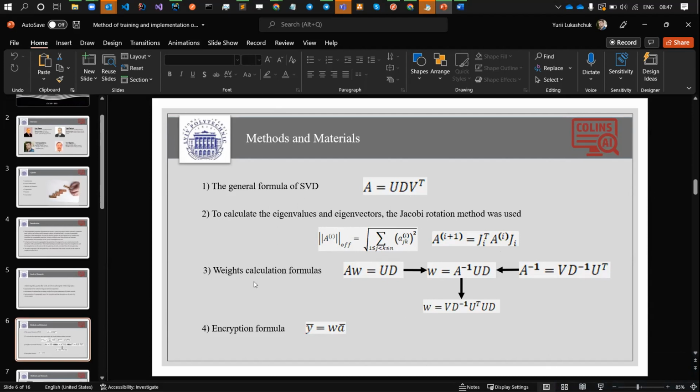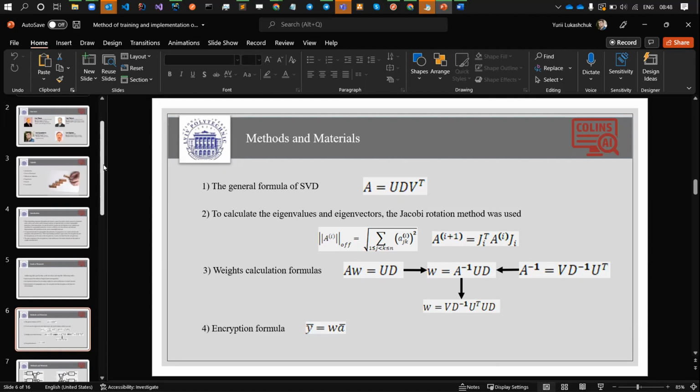The third section is about the flow, how we find the final formula to calculate weights. This formula was also figured out by analyzing the source, principal components neural networks by Diamantaras and Kung. In the first row, you can see the formula for data encryption. W is our weights matrix, and A vector is the row of the input user message.